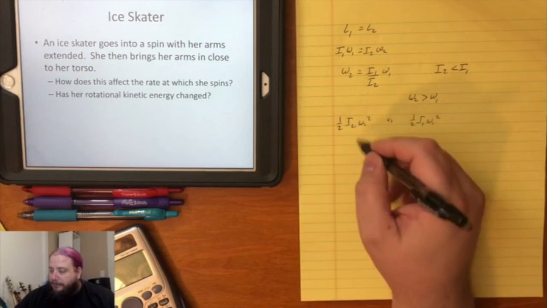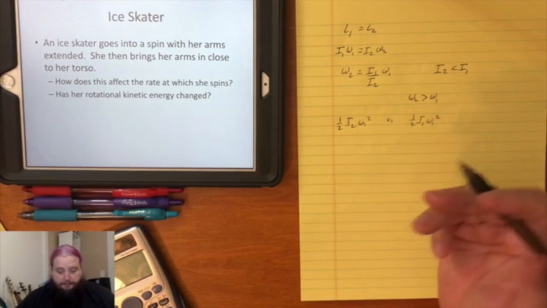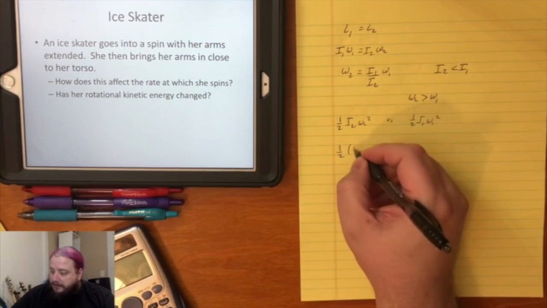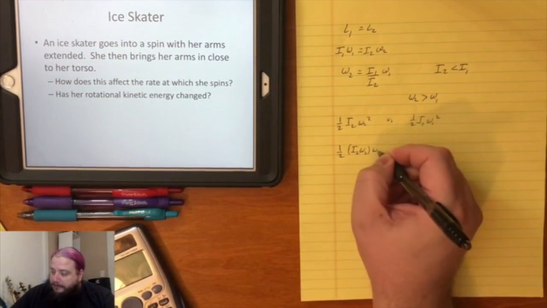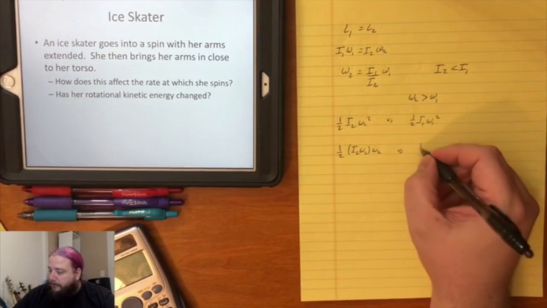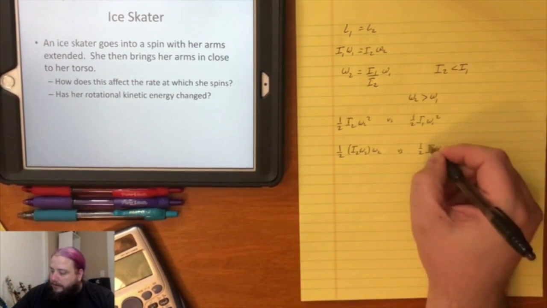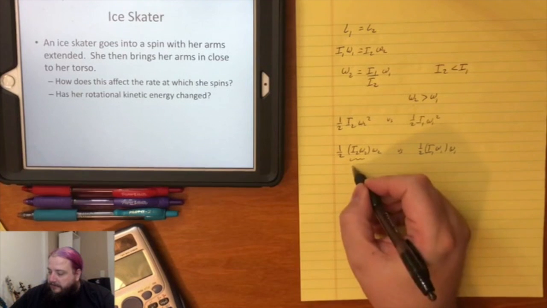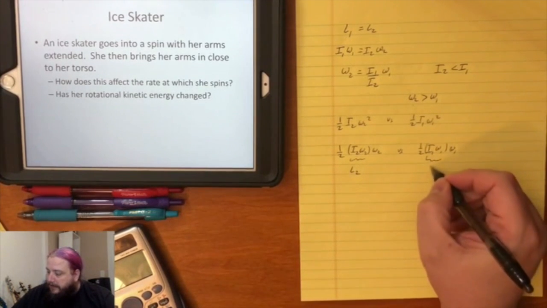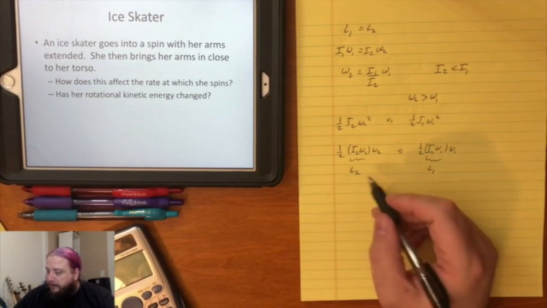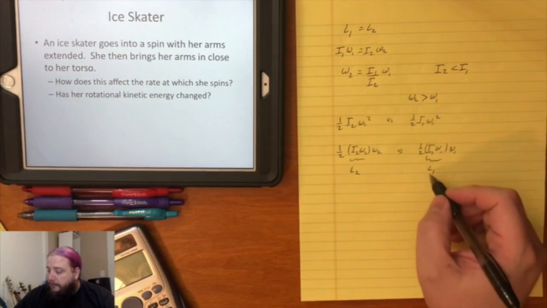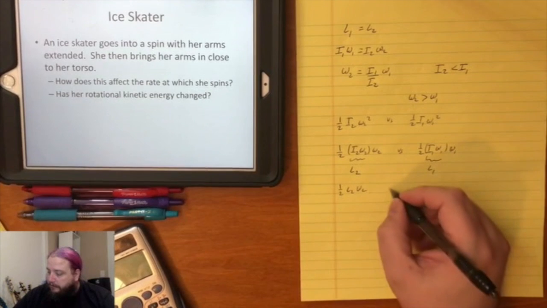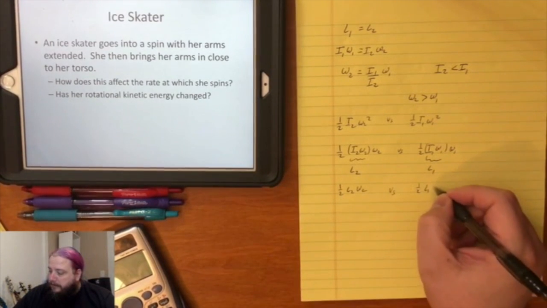The I2 goes down, but the omegas go up. Which one wins? Well, we could rewrite this as 1/2 I2 omega 2 times omega 2, and we could rewrite this one over here as 1/2 I1 omega 1 times omega 1, and this is L2, and that is L1. That's the angular momentum at 2 and the angular momentum at 1. So this is 1/2 L2 omega 2 versus 1/2 L1 omega 1.